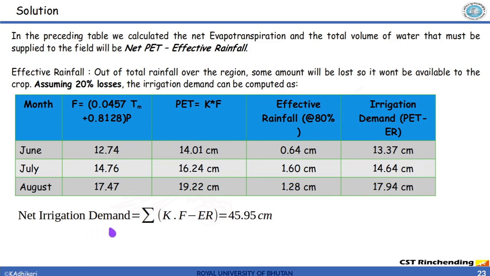Finally, we substitute this value. Notice that I have modified here as this value minus the effective rainfall. This is true for this particular question. If there is no rainfall information provided, then you can simply ignore this, and finally when you add this up, you'll get 45.95 centimeters. So that much of water needs to be supplied to the rice crop if you are growing in Paro in the month of June, July or August.